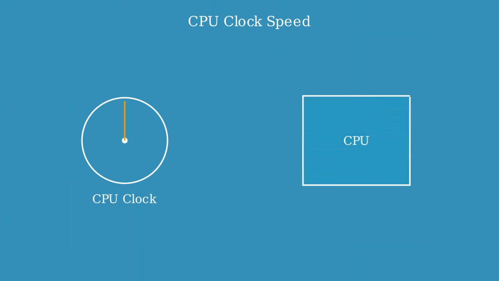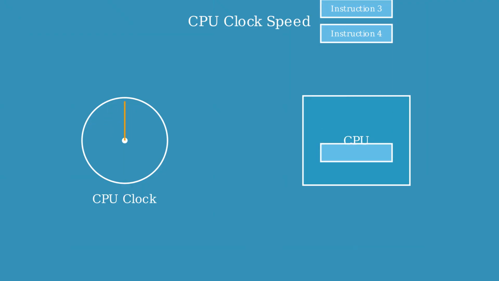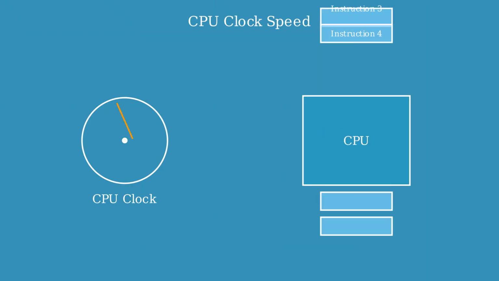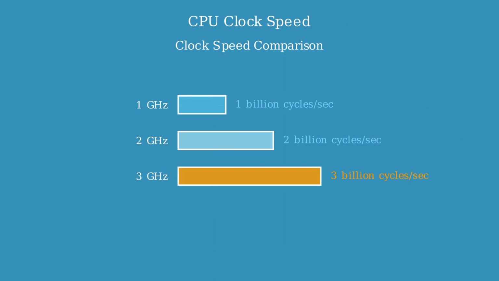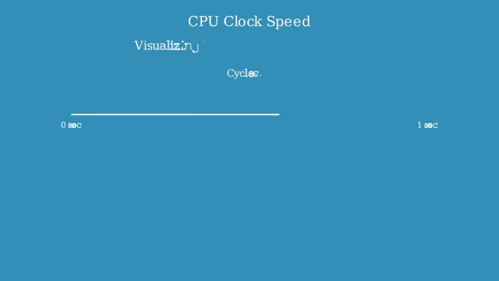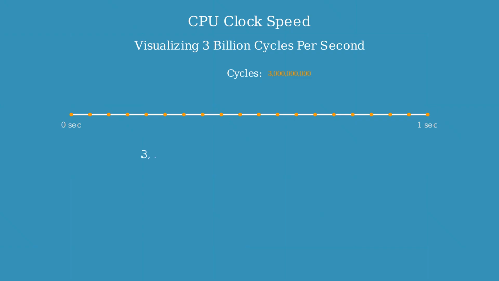A modern CPU processes instructions in a pipeline, with each stage synchronized to the clock signal. Each clock cycle allows the CPU to move instructions through the execution pipeline. Higher clock speeds generally mean faster processing. A 3 gigahertz processor performs 3 billion cycles every second. This incredible speed enables the CPU to execute billions of instructions every second.